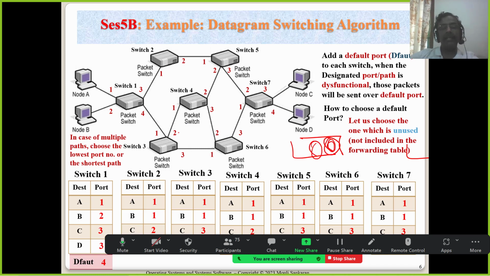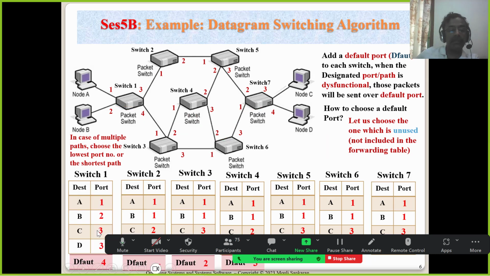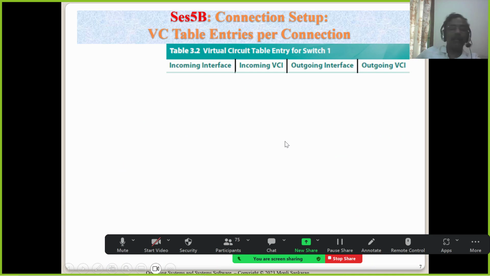You are not actually setting up anything before. You just drop the packet and expect it to go, best effort delivery. That is what is called datagram switching. Okay, in summary. Now let me explain about this. So let me go to the virtual table.